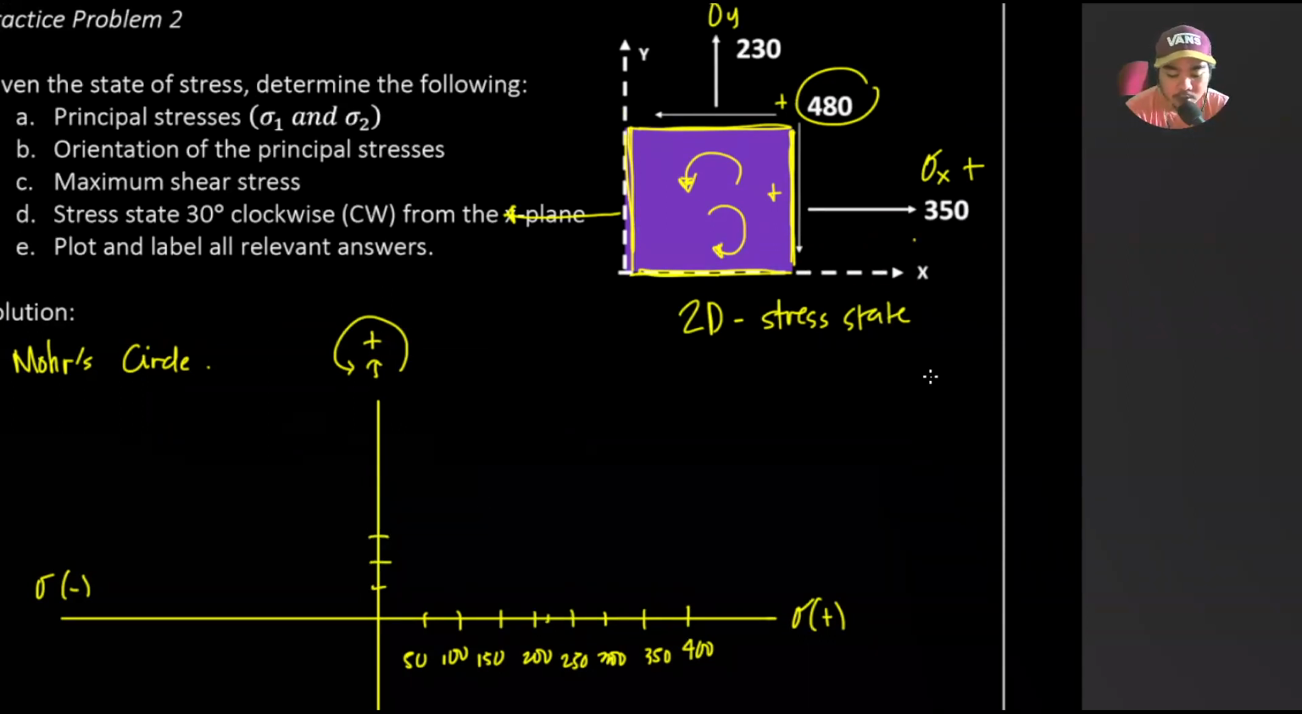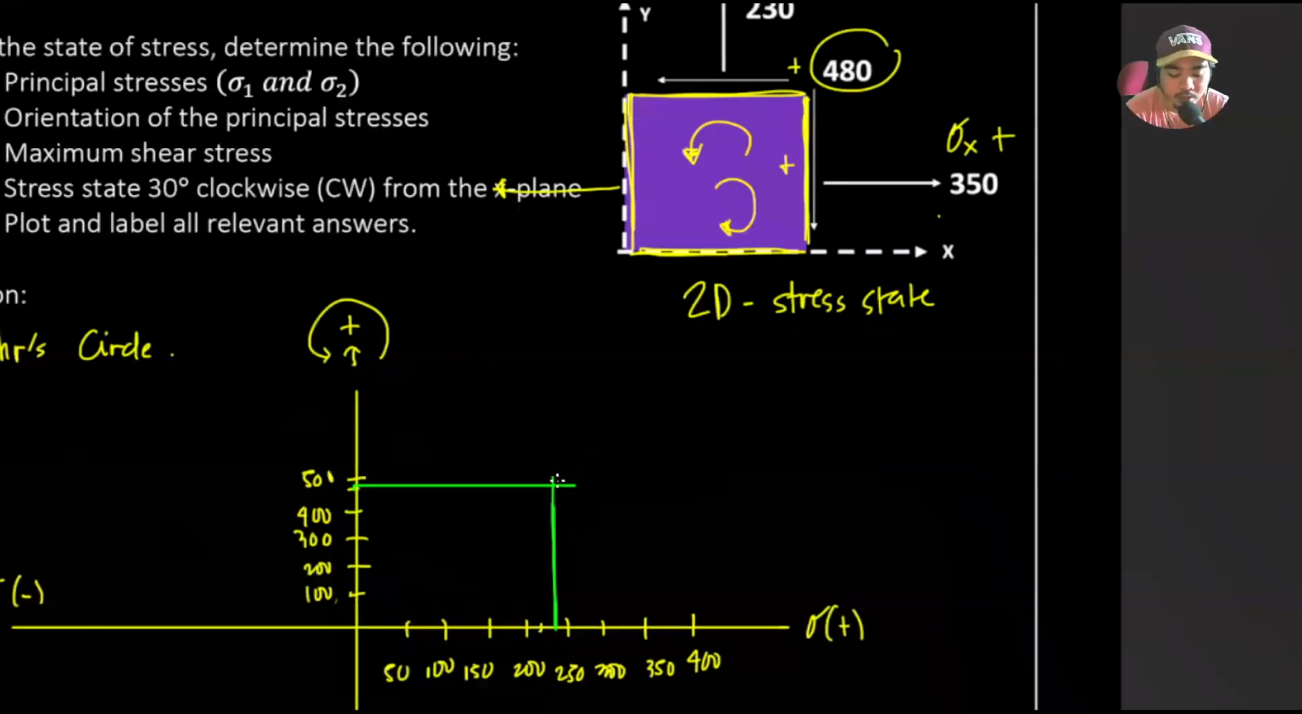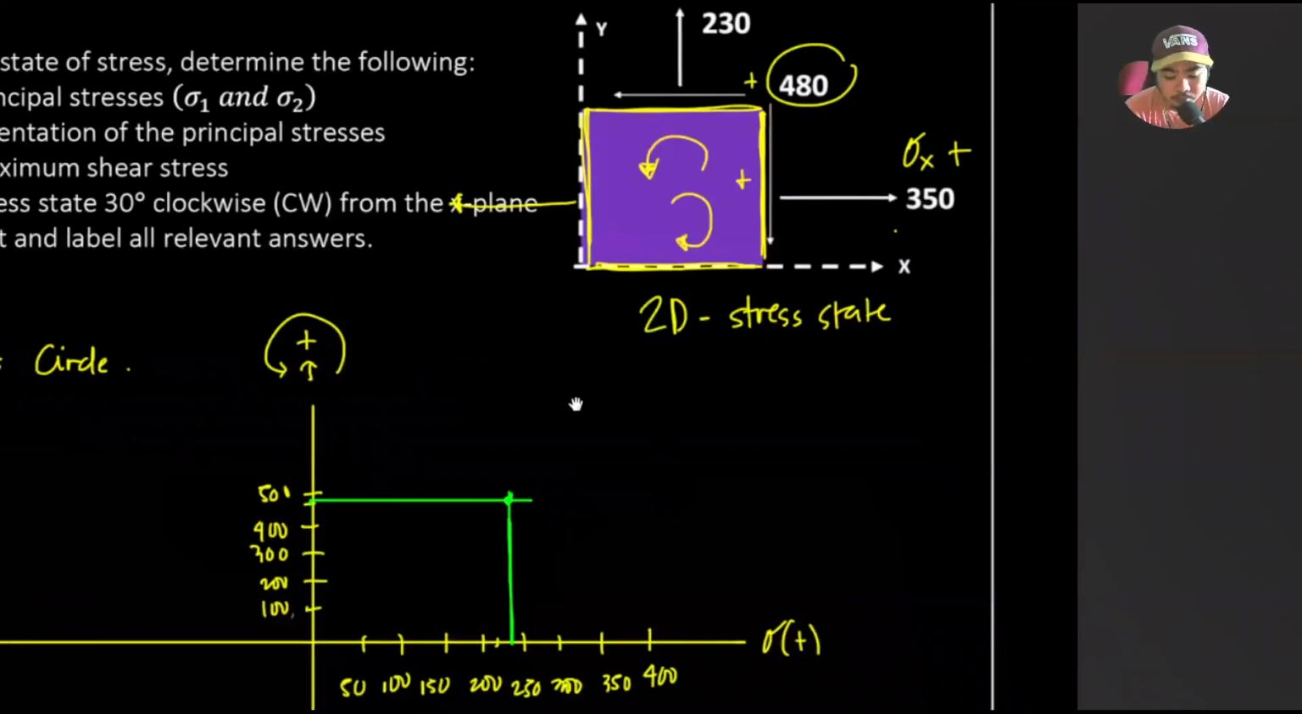Tapos dito, by 50s lang din natin gagawin ito, no? So let's do 50, 100, 150, 200, 250. Di ba, by hundreds na lang. Mas madali. So, we do 100, 200, 300, 400, 500. So, somewhere dito. Tama? So, let's do that. And nasaan yung 230? 230 is somewhere dito, no? Okay? Parang ganyan. So, this is the first point natin, no? So, this point is 230 and 480.